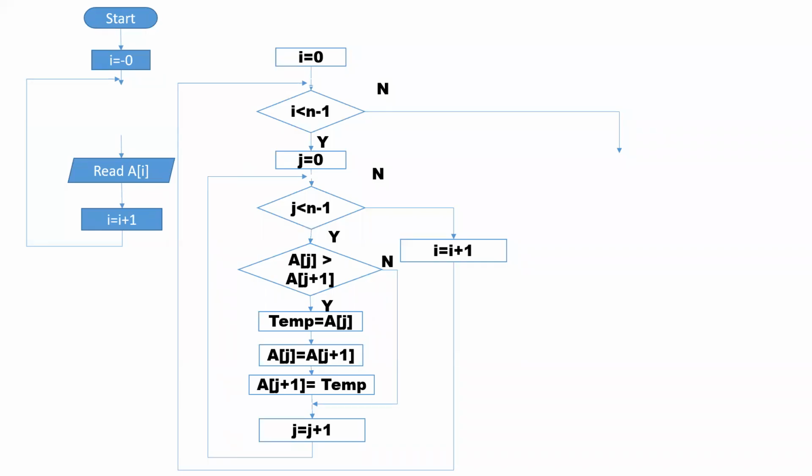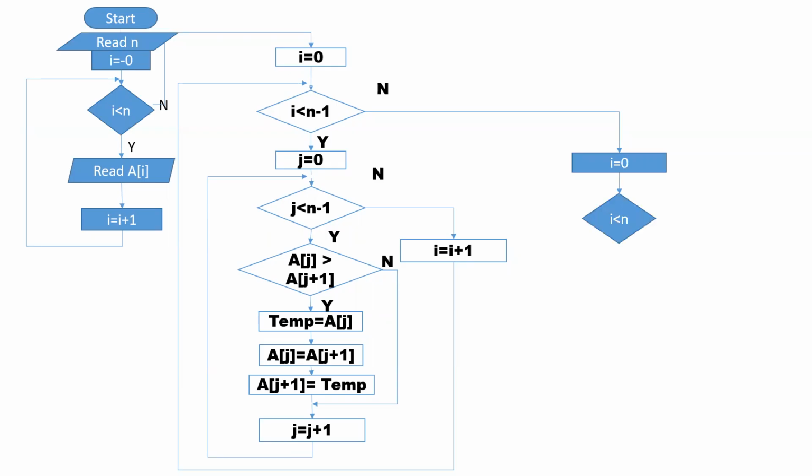The condition here is i less than n. We do not know the value of n, so first we have to read n. Then read the array elements. Once this condition becomes no, we have read all the array elements and then we can start the sorting process. Once this condition becomes true, we have sorted the entire array and then go to print the array.